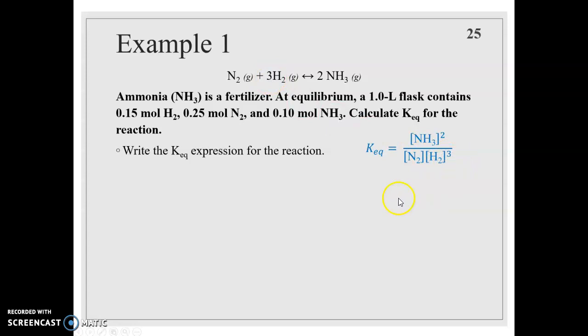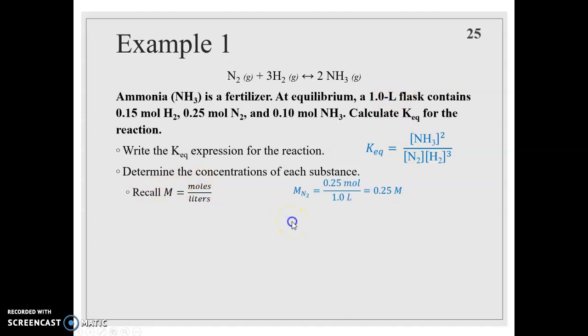Now that we have that, we need to know some values to plug in if we're going to calculate KEQ, so we need to determine the concentrations of each substance. Now they gave us moles, and they told us that those were all in a 1 liter flask. So if we recall that molarity equals moles divided by liters, this will be pretty simple for us.